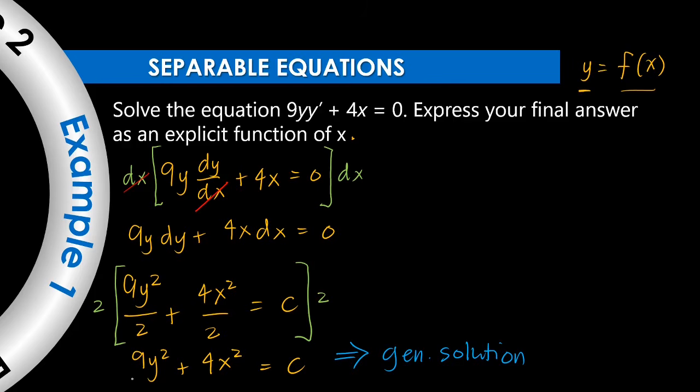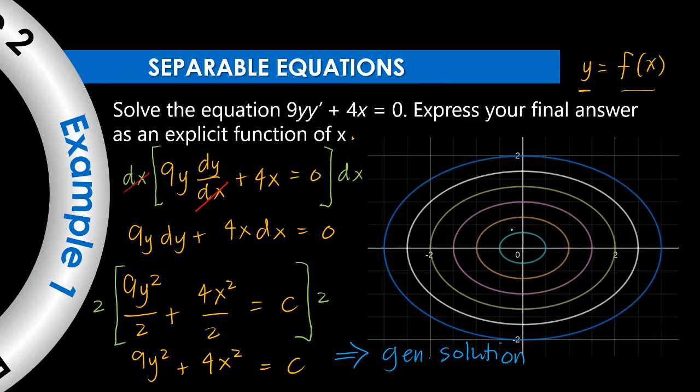The answer lies in the coefficients of x squared and y squared. If their coefficients are the same, then it's a family of circles. But if their coefficients are not the same, then the graph would be an ellipse. So therefore, since the coefficients of x squared and y squared are not the same, this general solution would represent a family of ellipses. And some members of the family are included in this graph.